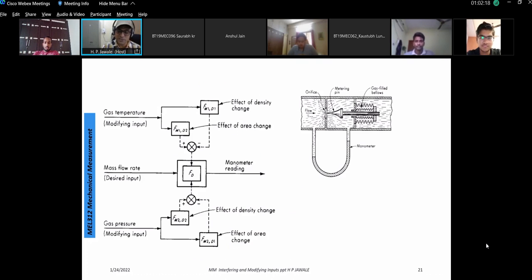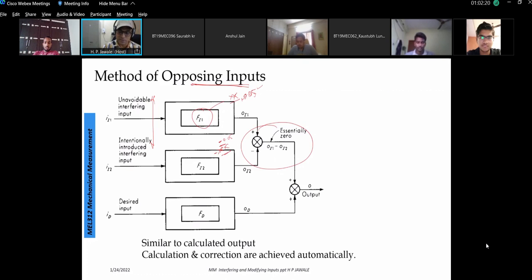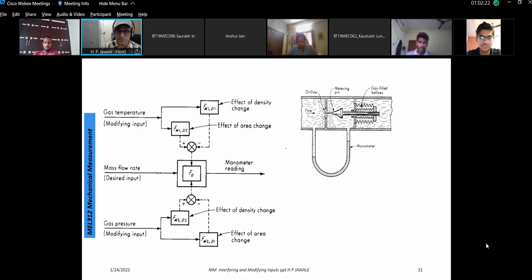So the same thing is done here. I think this can be discussed. See, you try to understand, this is the measurement by orifice without this system. Assume that there is no system like this, there is only an orifice. Then you find that the change in the temperature and the change in the pressure of the fluid is going to affect the measurement of the flow. Flow is the entity under measurement.